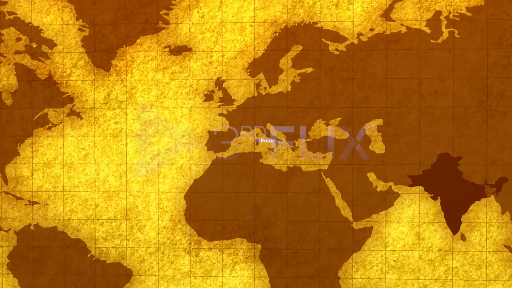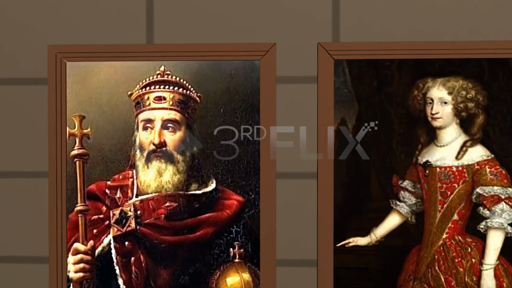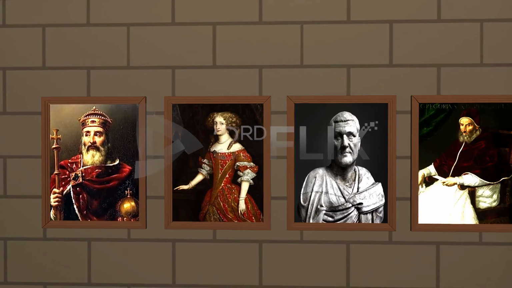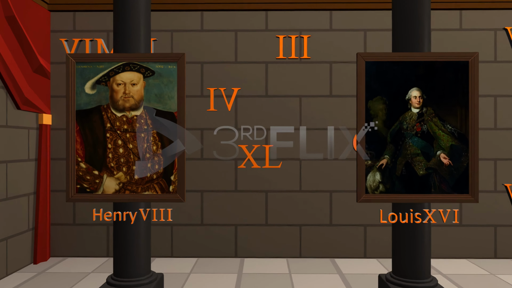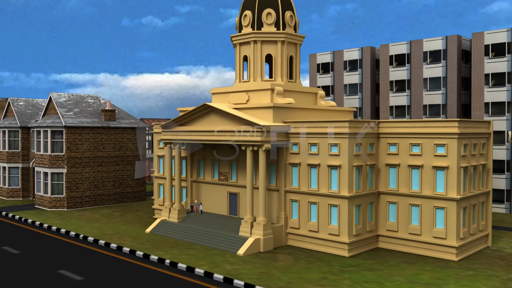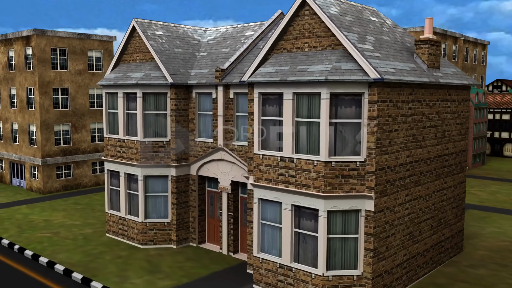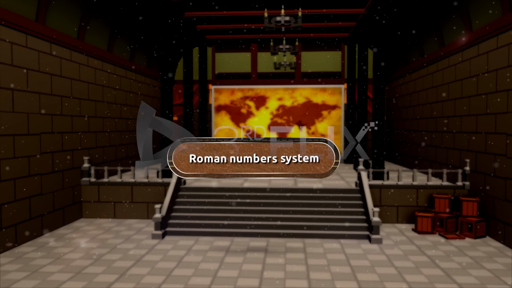Roman numerals are a system of numerical notations used by the Romans. Roman numerals are used to refer to kings, queens, emperors, and popes. For example, Henry VIII and Louis XVI of France. Numerals can often be found on buildings and monuments to signify the year of construction. For example, a building built in 2004 may have the numerals MMIV engraved on it. Let's explore more about the Roman number system.